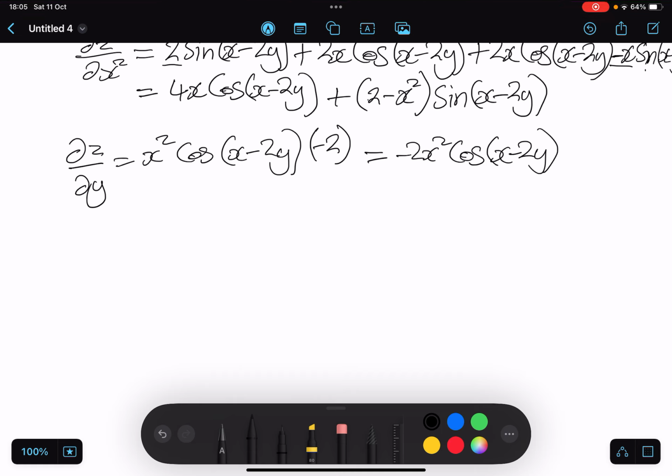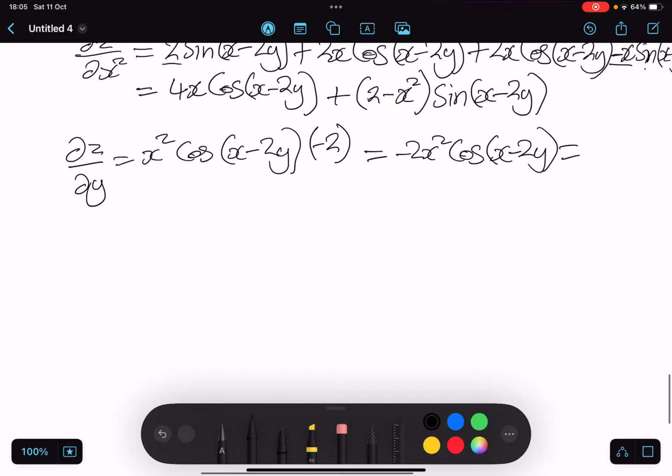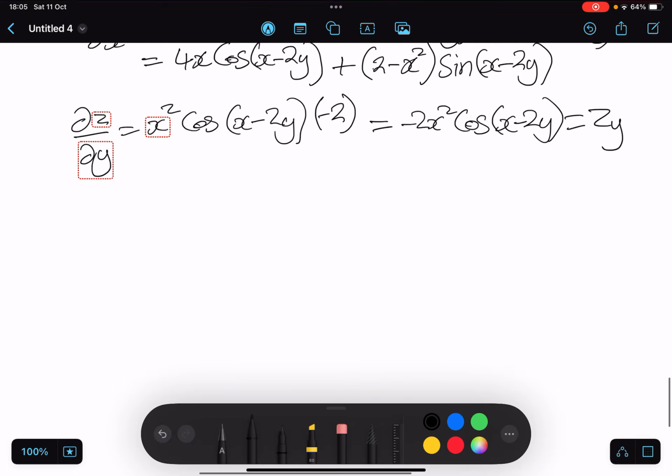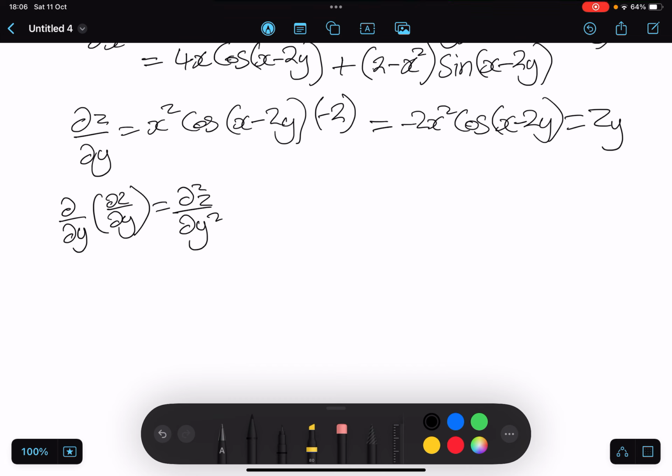Perfect. So we know that this is the same as z_y. Right. So now let's differentiate this again with respect to y. So d/dy of dz/dy is the same thing as d squared z over dy squared, which means now we are differentiating this with respect to y again.